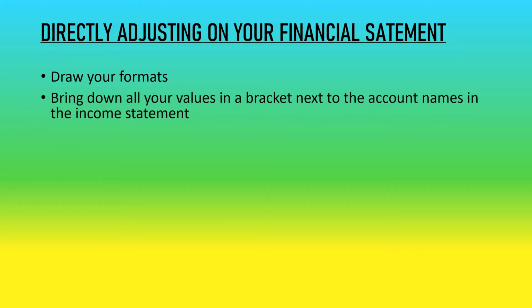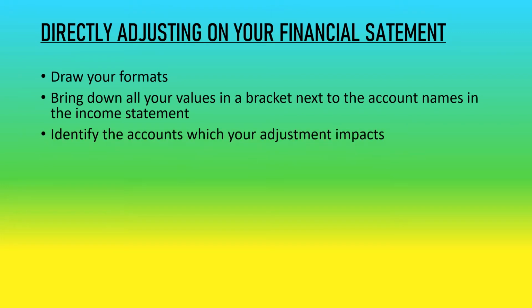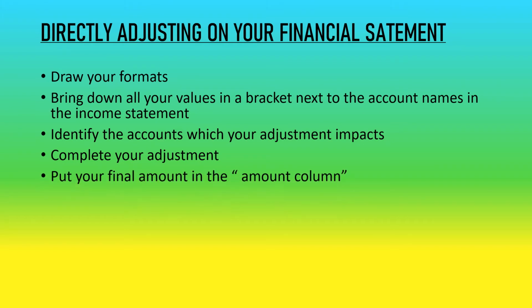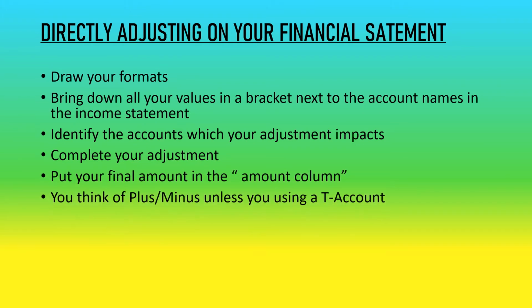Number two is to bring down all the balances that you have in your pre-adjusted trial balance just next to the amount. So open a bracket next to the account name and bring down the value from your trial balance. Number three, identify the accounts which your adjustment will impact. Number four, complete your adjustments. And then number five, put in the final value in your amount column.